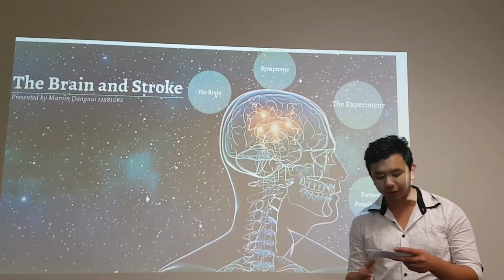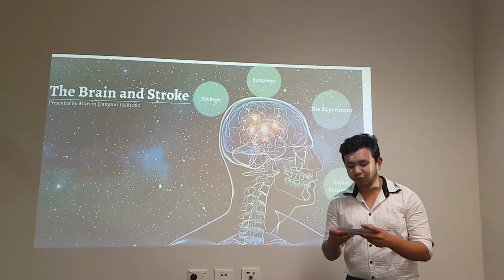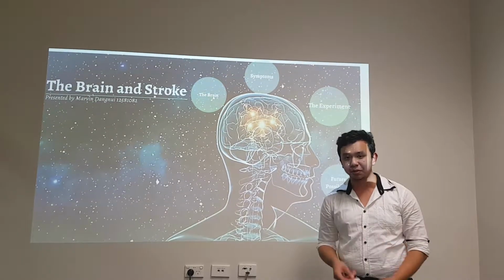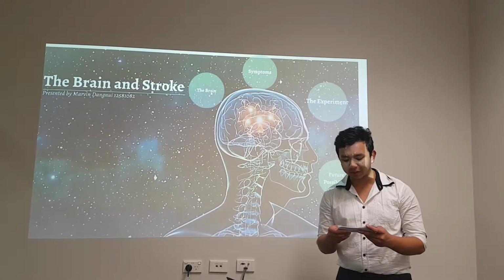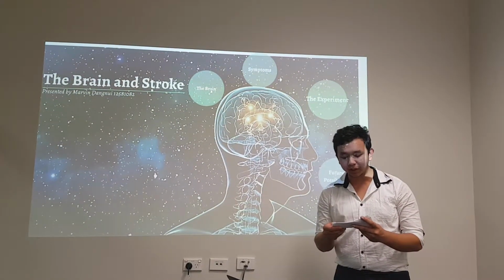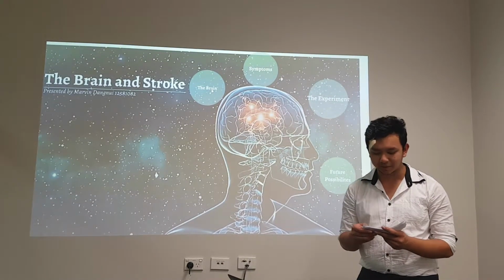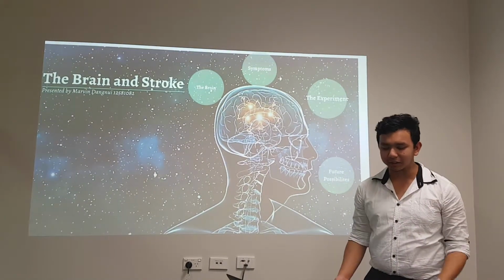Drooping face, slurring words, and a sudden collapse. If you see any of these in someone, call 000 immediately, because they are suffering from a stroke. And the sooner you get them to a hospital, the better chance they have of surviving. What actually is a stroke though?